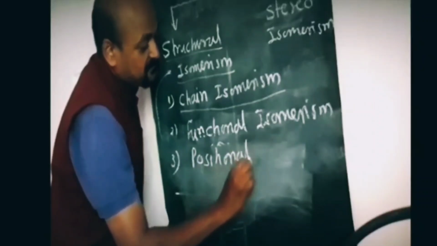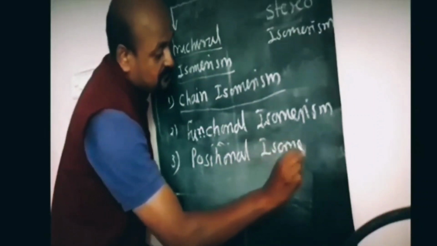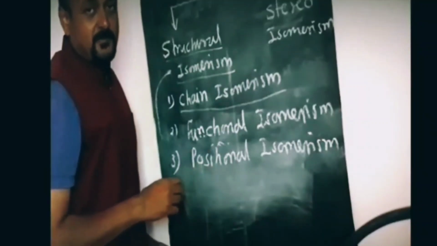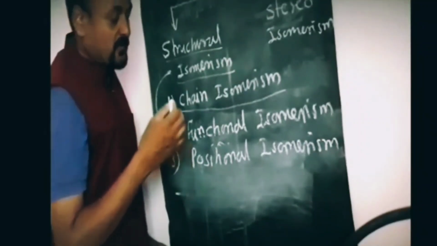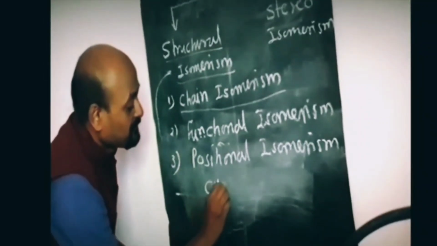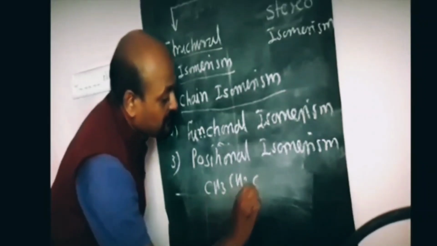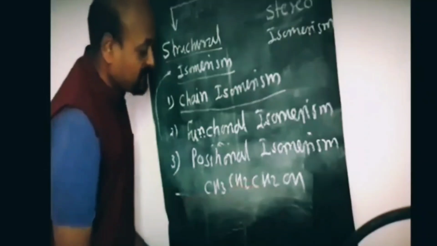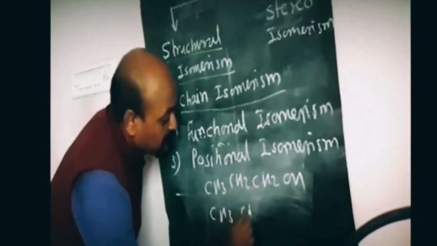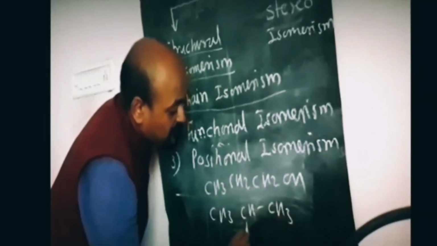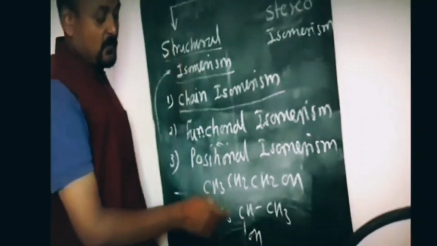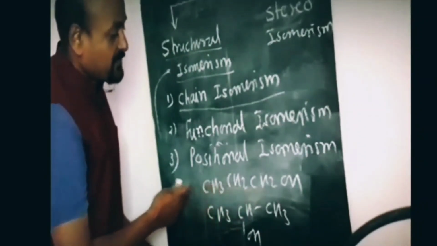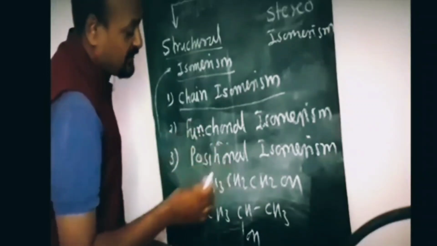Positional isomerism. Now let us take an example of 1-propanol and 2-propanol. As you know, this is 1-propanol and this one is 2-propanol. Okay, now you just count the number of carbon and hydrogen atoms, that means write its molecular formula.